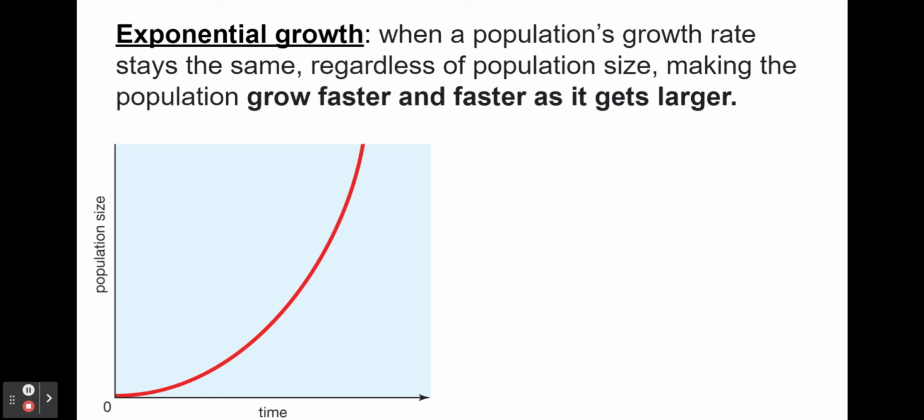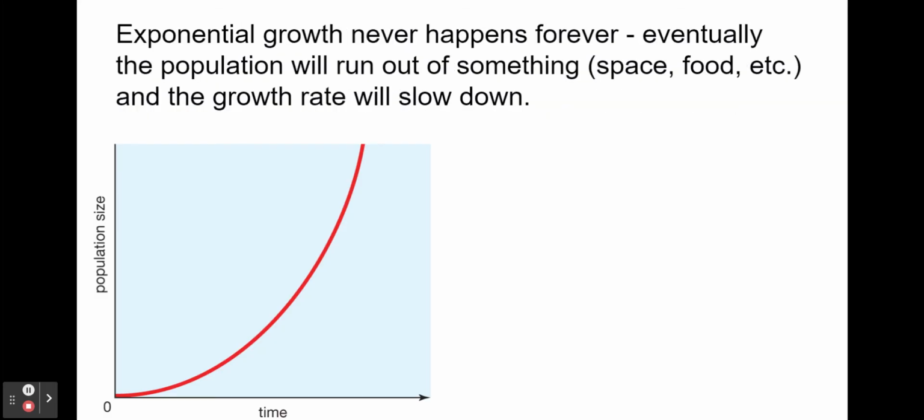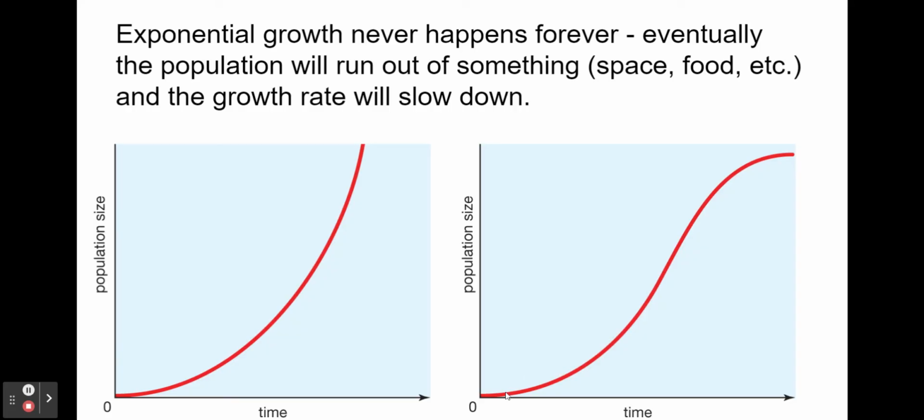However, you might have started thinking about that sturgeon population and wondering, is our fish pond really big enough to hold 75,000 sturgeon? In 20 years, will we actually have that many? Well, no, we won't, because exponential growth never happens forever. Eventually, the population will run out of something, space, food, etc., and the growth rate will slow down. At that point, our graph will transition from this increasing increase to something that levels out. We start off with a quick increase, and then eventually our growth rate slows until we level out.